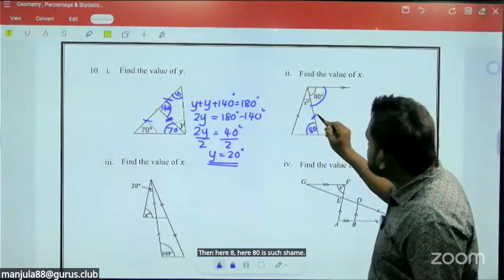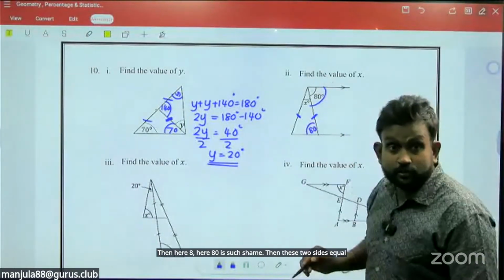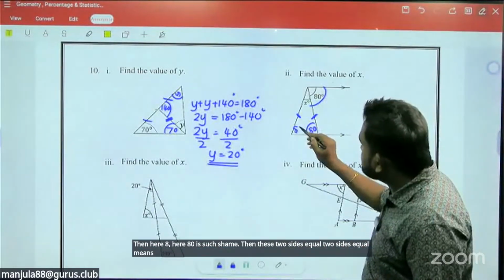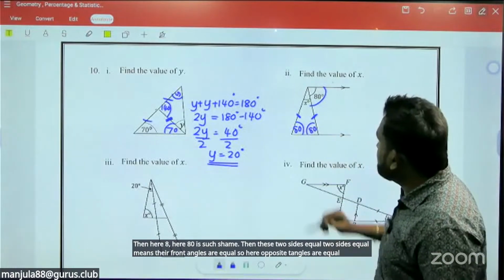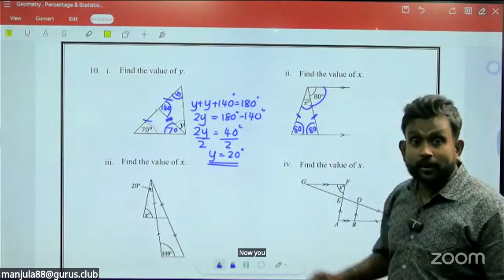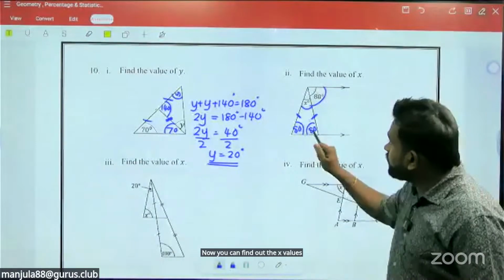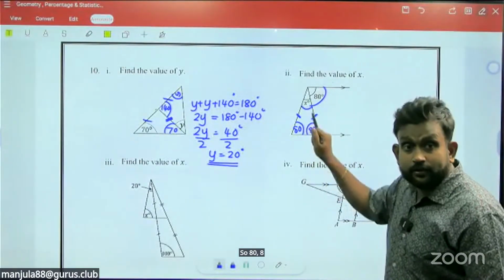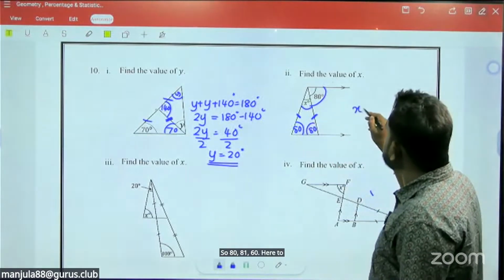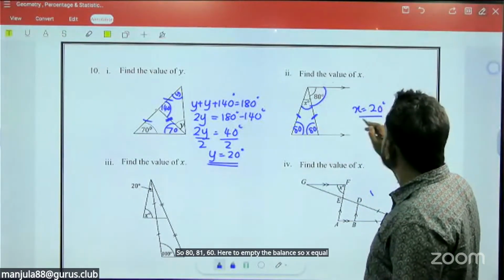Then these two sides are equal. Two sides equal means their front angles are equal. So here opposite angles are equal. Here 80, here 80. Now you can find out the x values. Why? All these three add up to 180. So 80, 80, 160. Here 20 is the balance. So x equals 20 degrees.